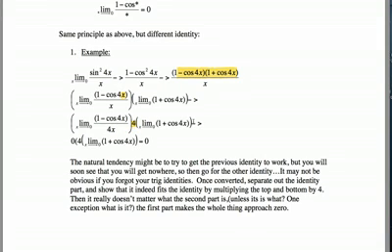That's 4 times some other expression. Cosine of 0 is 1. 1 plus 1 is 2 times 4 gives you 8. But it doesn't matter. Why? Because this whole first expression here equals 0. So 0 times anything is 0, and you're done.